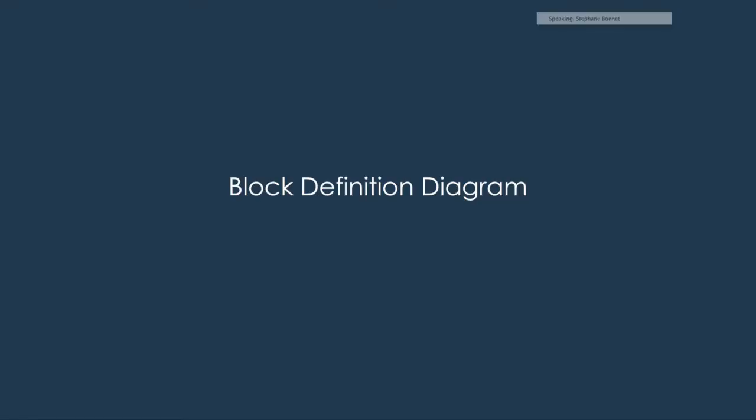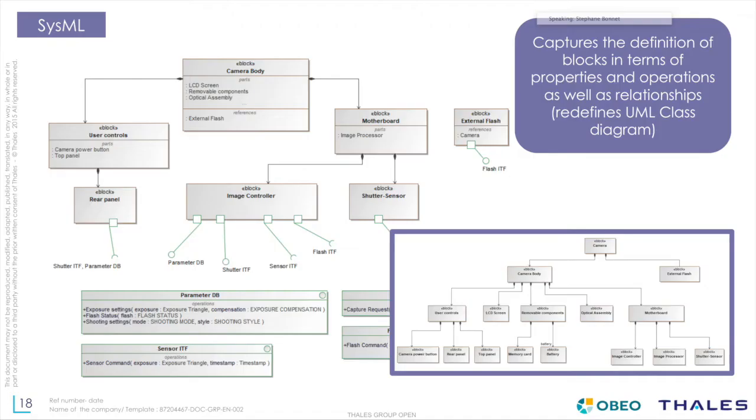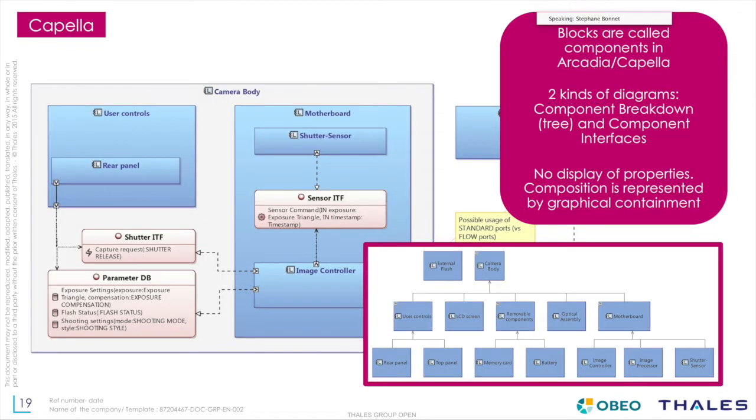Okay, so let's start with the block definition diagram. So the block definition diagram in SysML captures the definition of the blocks in terms of properties and operations, as well as the relationships between the blocks and the interfaces that are provided and required by the port. The block definition diagram is a redefinition of the UML class diagram. In Capella, blocks are called components.